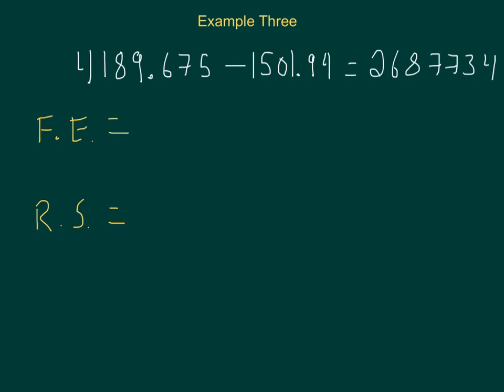For front end estimation, we have the same idea. That 4 stays the same, the rest becomes zeros. Subtract, we have 1,501, that 1 stays the same, the rest becomes zeros. So our estimate is just 3,000. When we look at our number up here, that's 4, this is 1, 2, 3, 4 decimal spots, 1, 2, 3, 4. We know that the decimal is going to go right there.